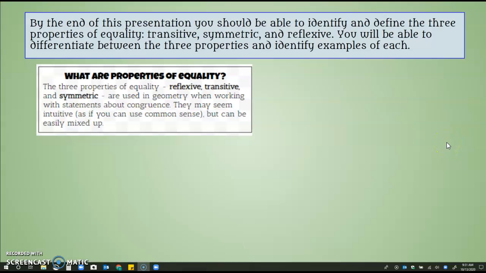By the end of this presentation, you should be able to identify and define the three properties of equality, which are transitive, symmetric, and reflexive. You will be able to differentiate between the three properties and identify examples of each. What are properties of equality?